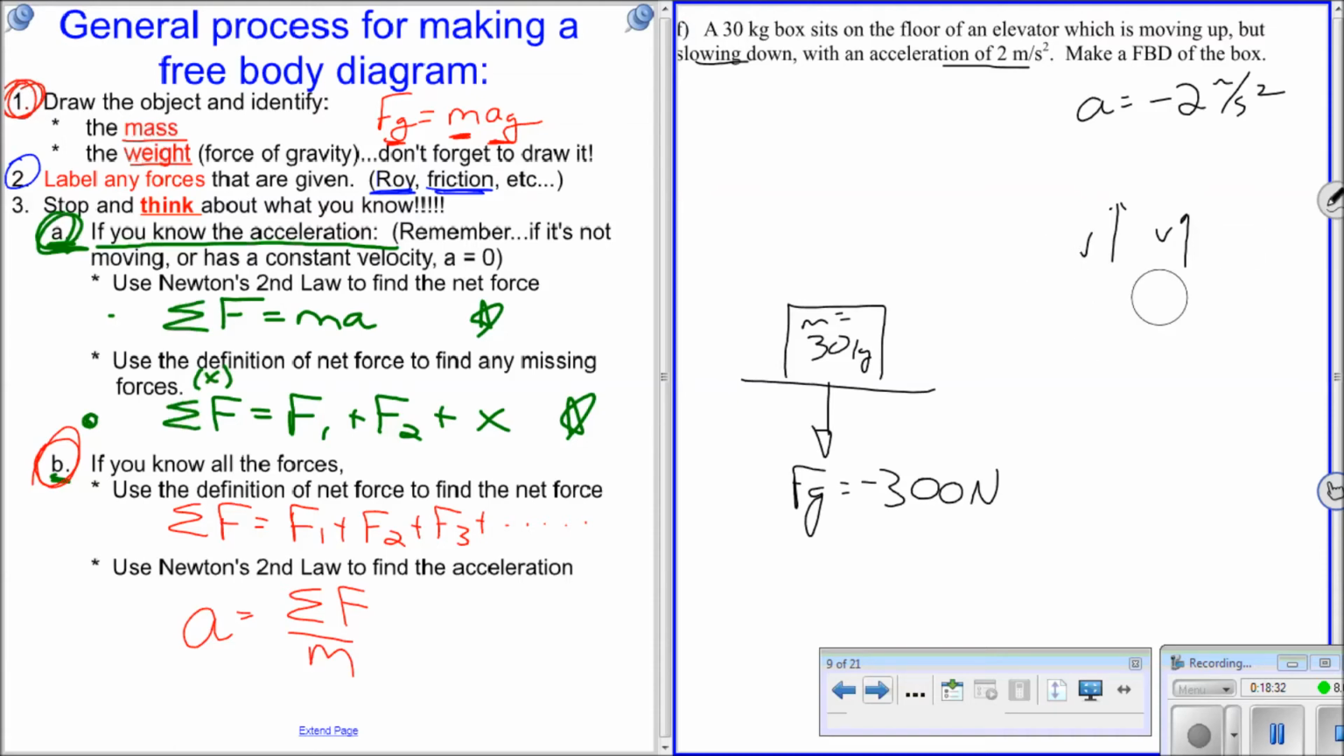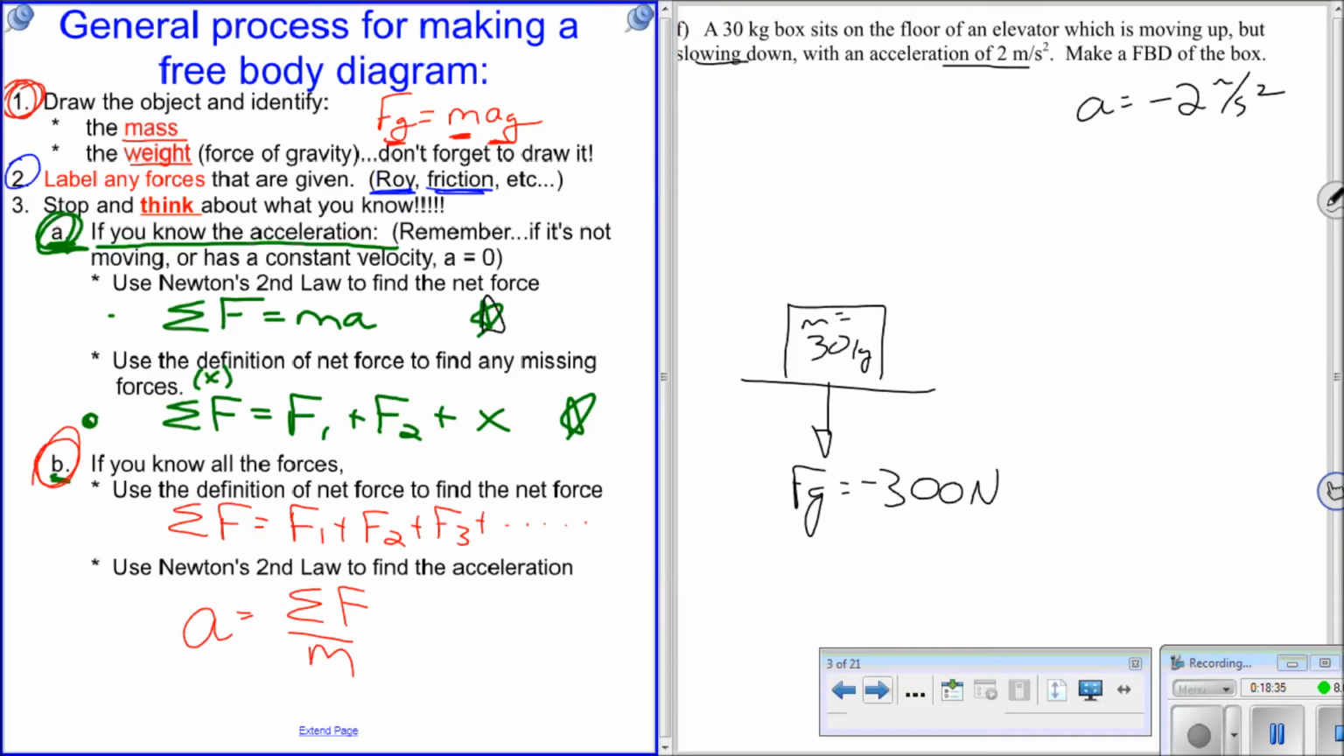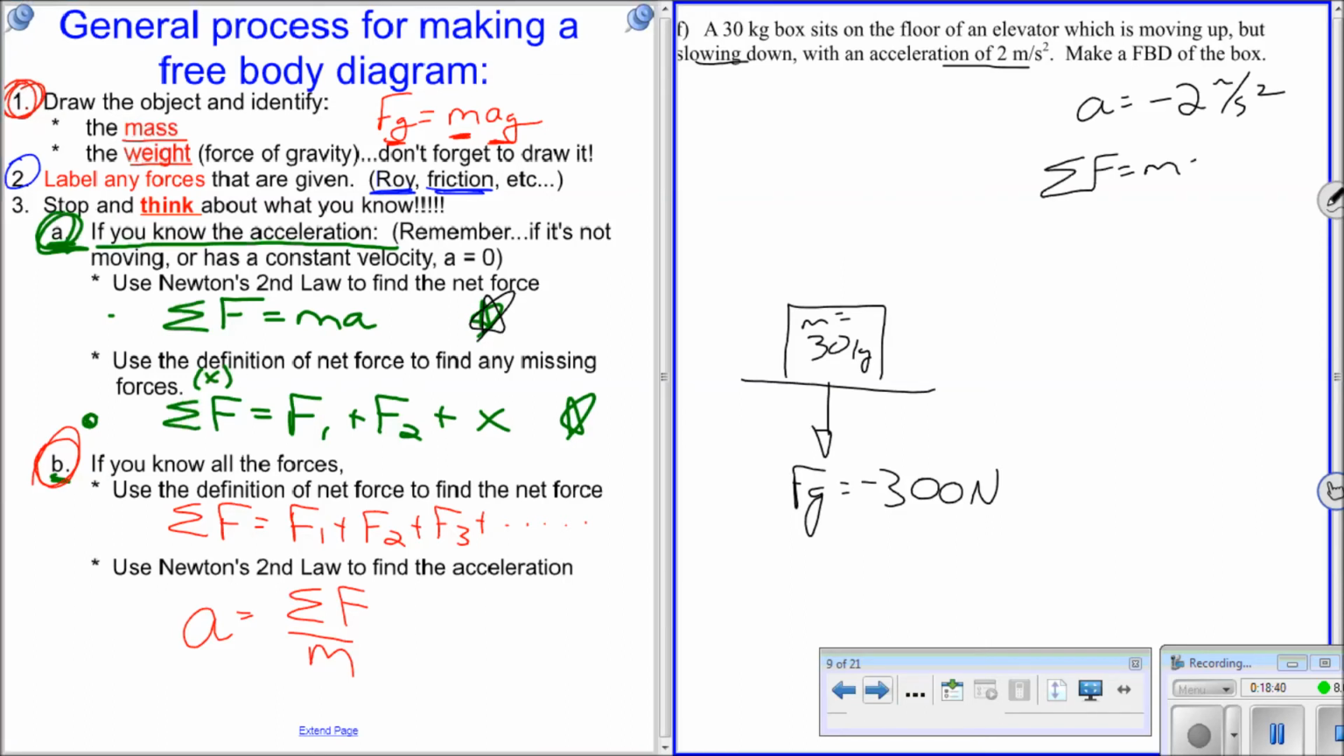So we know the acceleration, so we can find our net force. Net force is mass times acceleration, and so you get a net force of negative 60 newtons. So, what's the other force? Well, even though the elevator is moving up and slowing down, it's still pushing up, right? The entire time you're in an elevator, the floor is supporting you, hopefully. Otherwise you're falling.